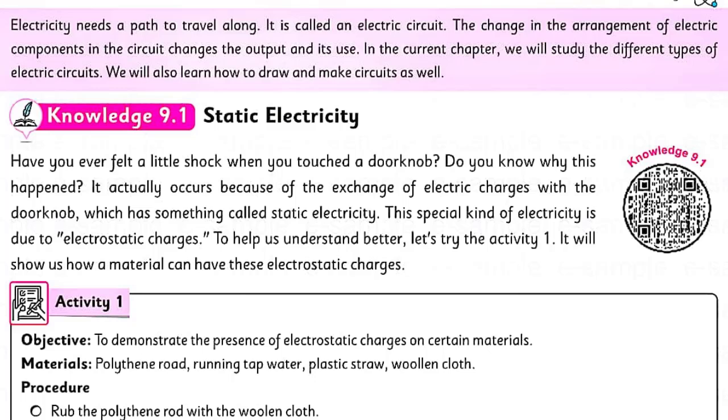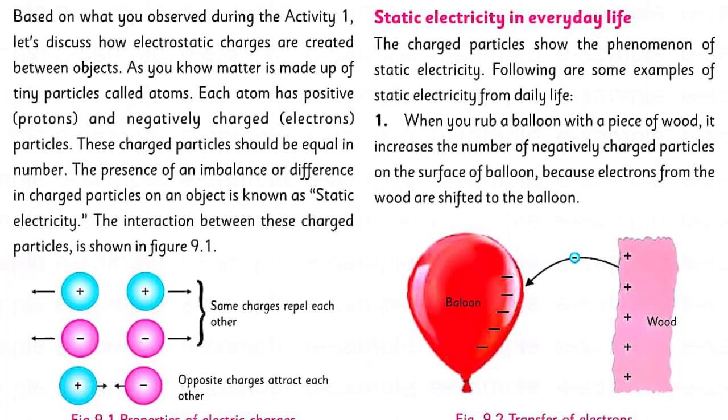To help us understand better, let's try Activity 1. It will show us how a material can have these electrostatic charges. Based on what you observed during Activity 1, let's discuss how electrostatic charges are created between objects.